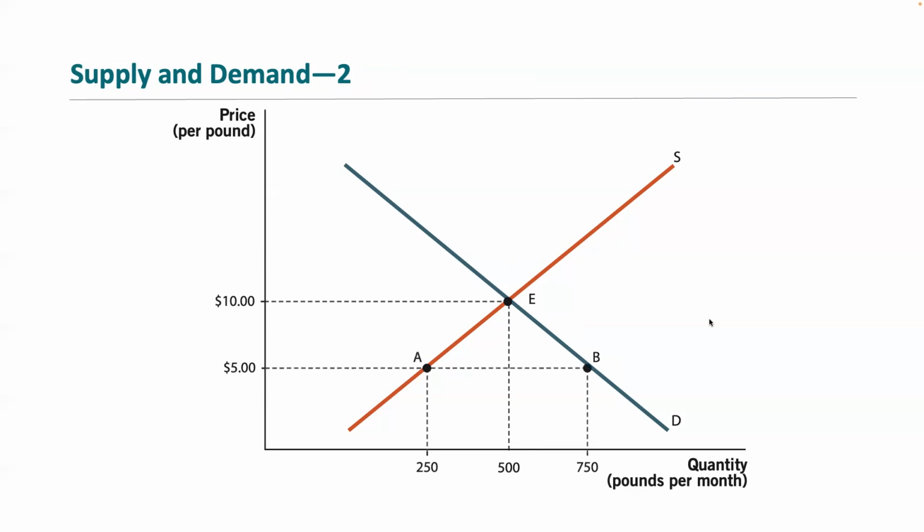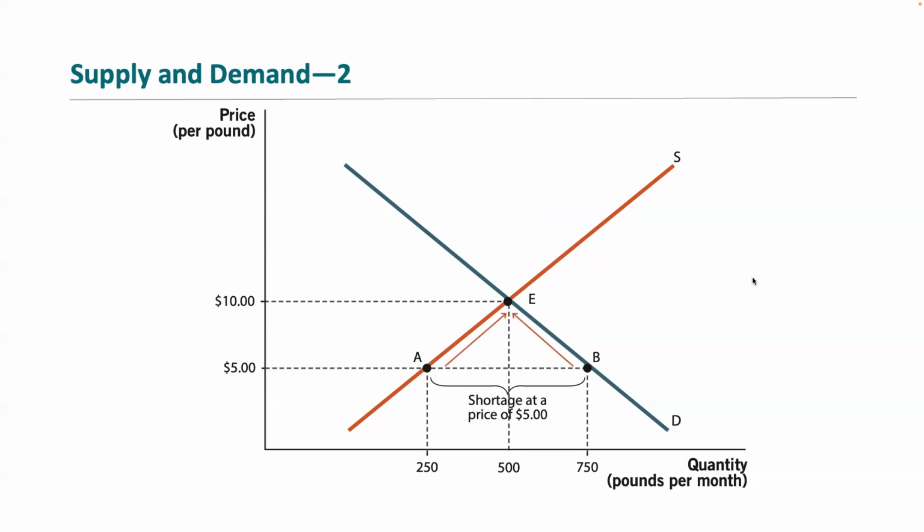Now, if the price is only $5, obviously demand is going to go up to point B, so more people are going to be demanding the product, but supply is going to go down to point A, because as that price goes down, suppliers are going to supply less. In this case, we have a shortage because we have a demand of 750, but a supply of only 250. You can see here that the shortage is the difference between the quantity demanded and the quantity supplied, and that's going to be a shortage of 500 units. We take the quantity demanded minus the quantity supplied, and we get that shortage.